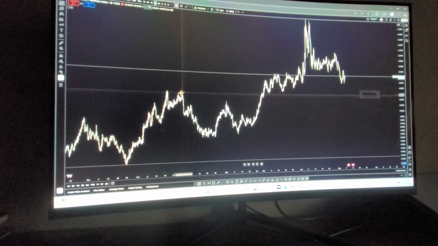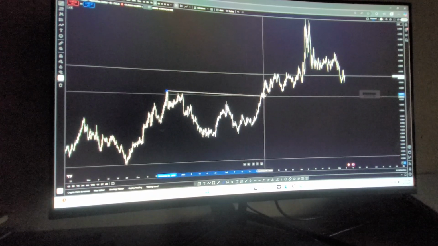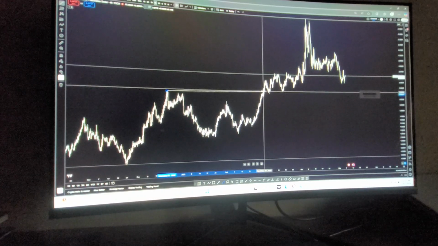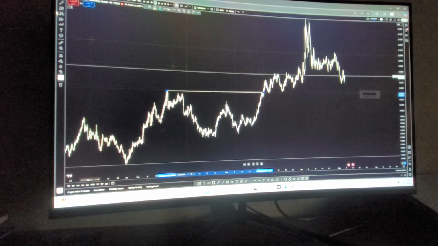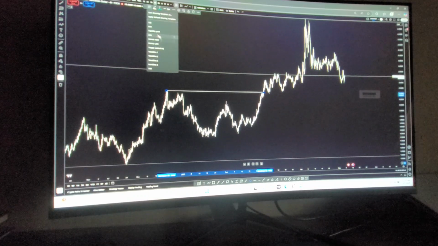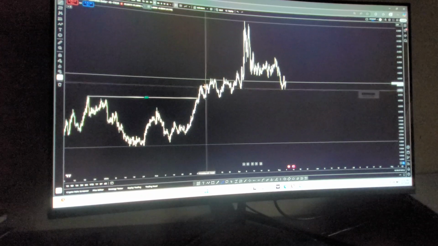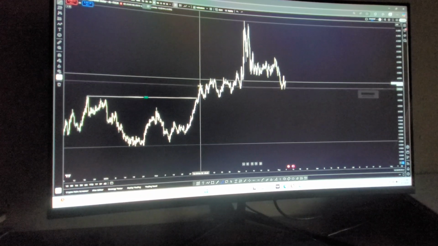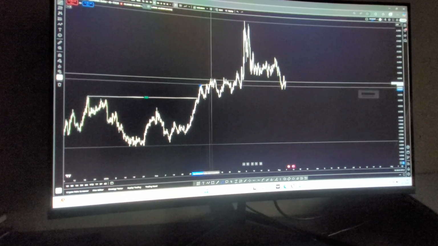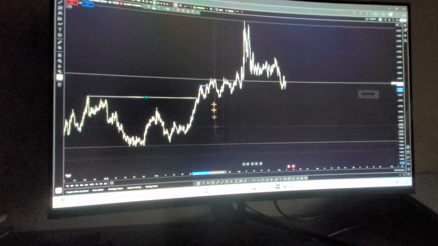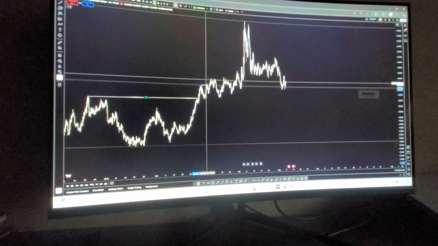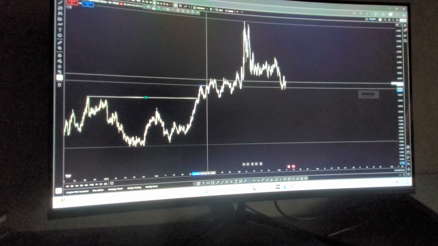There's a break of structure right here, and right here to the upside. There's another break of structure right here. There's another break of structure right here, right at this level.